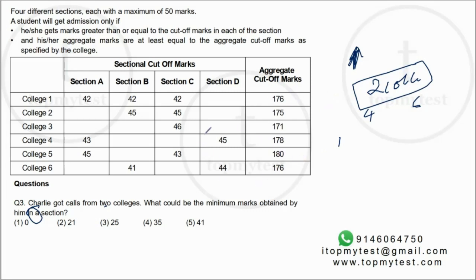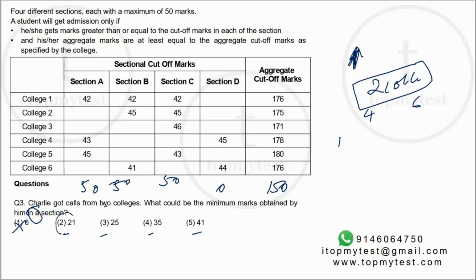So now let's look at this. If you score a 0 in a particular section, even if you score 50, 50 and 50 in the other 3 sections, the 0 will mess up, let's say, section D. But you're safe in sections A, B and C. Your overall aggregate is only 150. That is not enough to clear any of the other parts. So 0 cannot be the answer. Your options are 21, 25, 35 and 41.